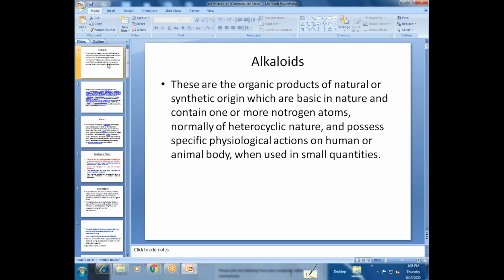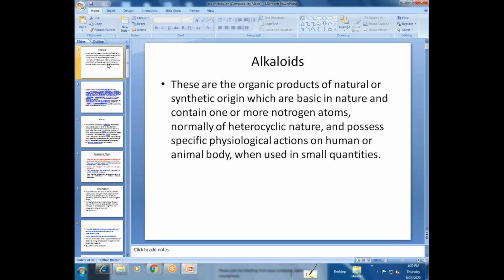These are the organic products of natural or synthetic origin which are basic in nature and contain one or more nitrogen atoms, normally of heterocyclic nature, and possess specific physiological actions on the human or animal body when used in small quantities. This is why we use them in small quantities, as they are very potent medicaments. Potent means the smaller the concentration, the more it exerts the physiological action. At a higher concentration, it is toxic to the human body.